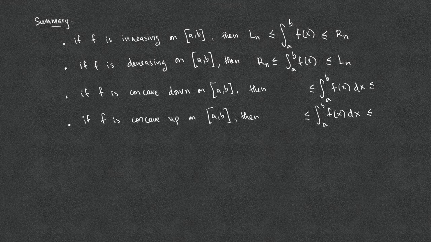If the graph of f is concave down on the interval [a, b], then the trapezoid lies below the graph, so the trapezoid rule underestimates. If the graph of f is concave up, then the trapezoid rule overestimates. The opposite is true for the midpoint. If f is concave down, the midpoint overestimates, and if f is concave up, the midpoint underestimates.